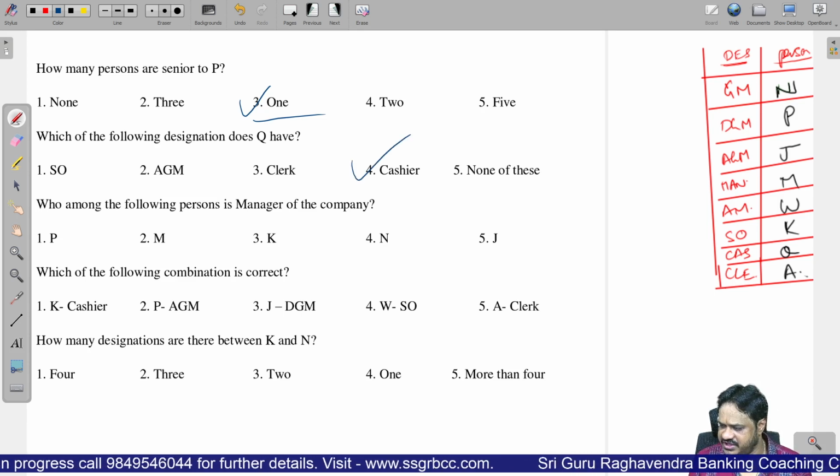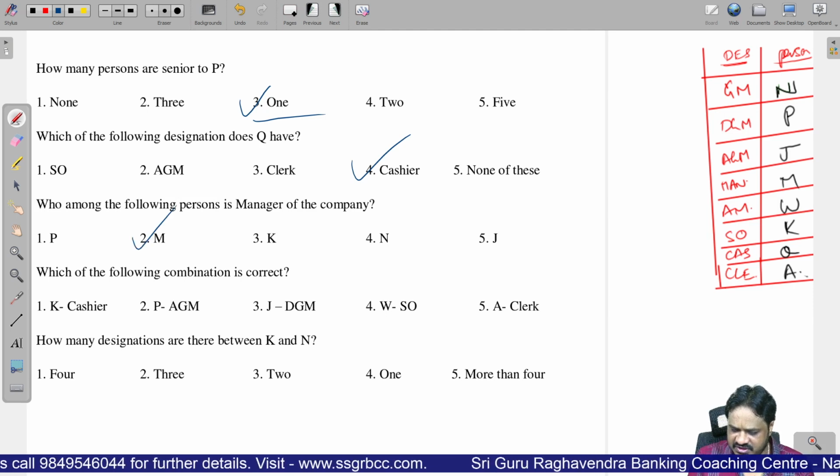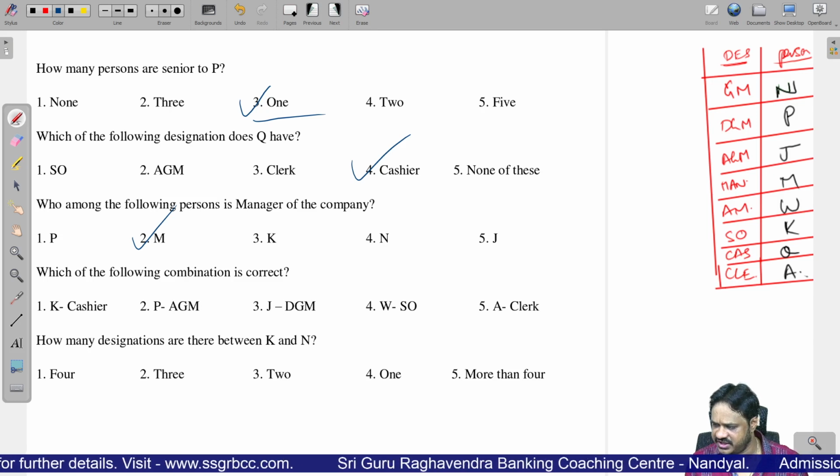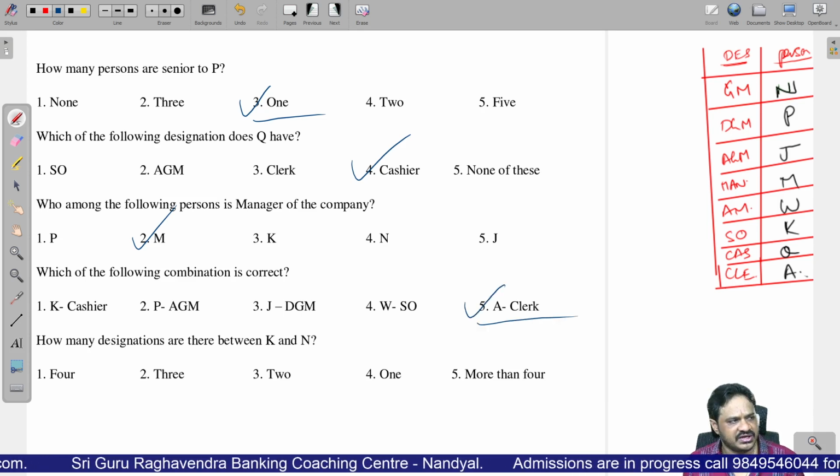Who is the manager of the company? Manager is M. Then which is the correct combination? K cashier is not correct. P AGM is not correct. J DGM is not correct. W S O A clerk. Only A clerk is correct. Let us see the next one.